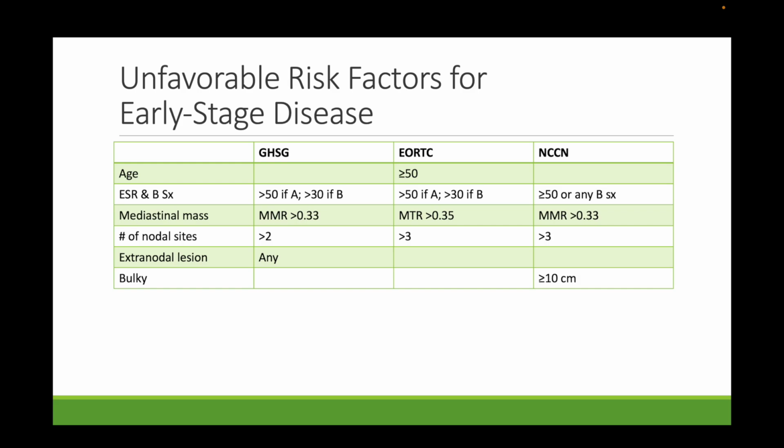And the way I remember that is that if you write the number 3 backwards, if you flip it, the mirror image along the vertical axis, a 3 becomes an E. So EORTC allows you to have 1 to 3 nodes, whereas the Germans only let you have 2. And then for EORTC, we also care about the age. So age greater than or equal to 50 makes you unfavorable.